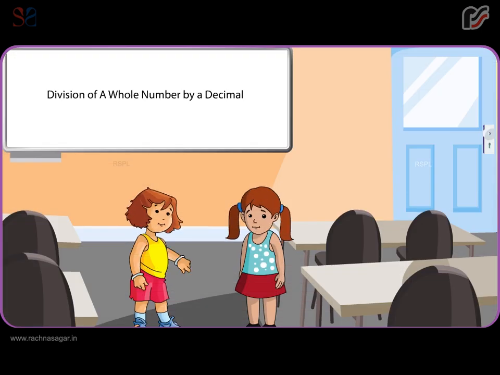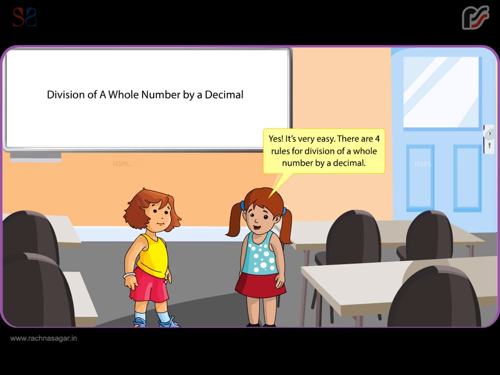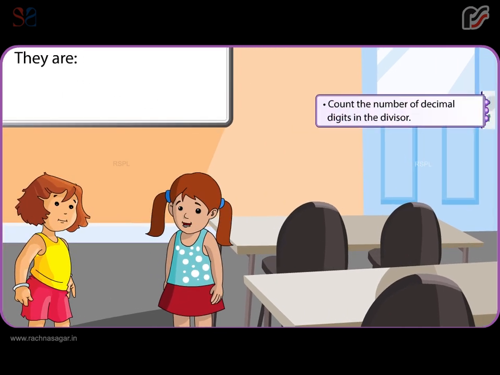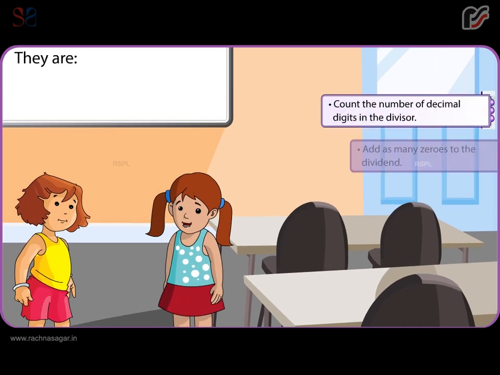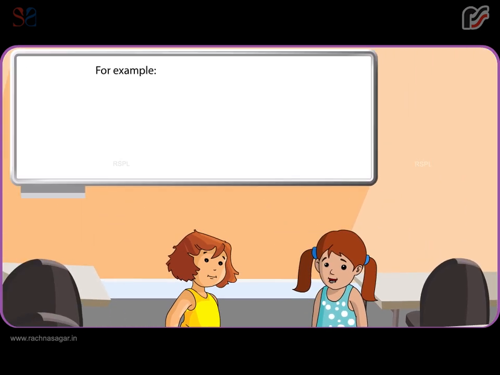Division of a whole number by a decimal. Can you explain me the division of a whole number by a decimal number? Yes, it's very easy. There are 4 rules for division of a whole number by a decimal. They are: count the number of decimal digits in the divisor. Add as many zeros to the dividend. Remove the decimal in the divisor. Divide as usual. For example, 42 divided by 0.7 is equal to 420 divided by 7 is equal to 60.